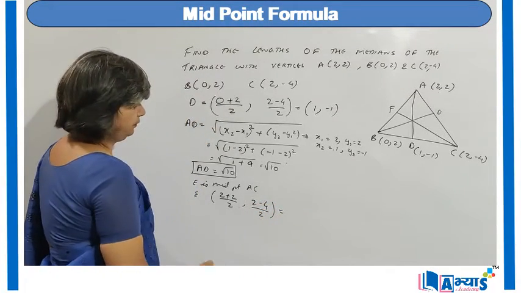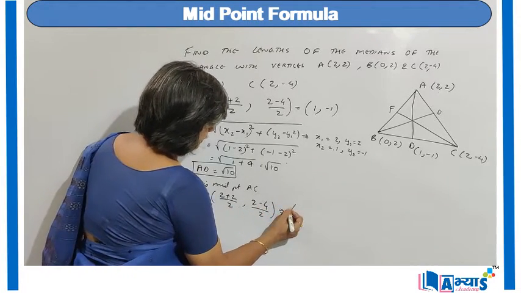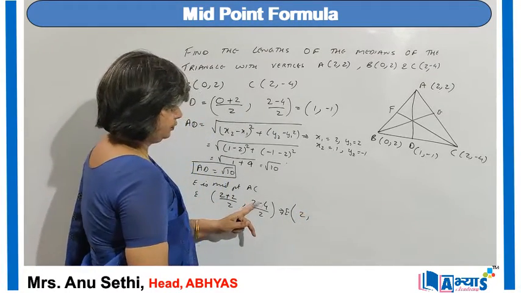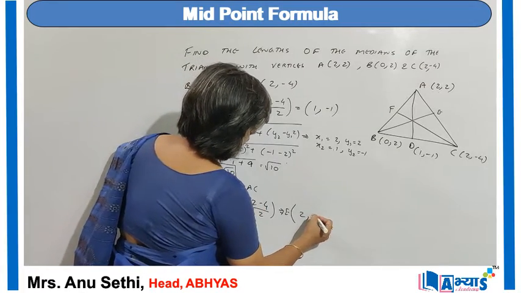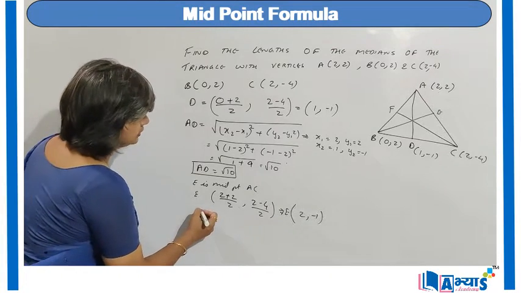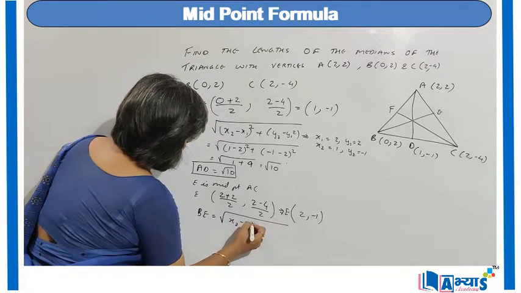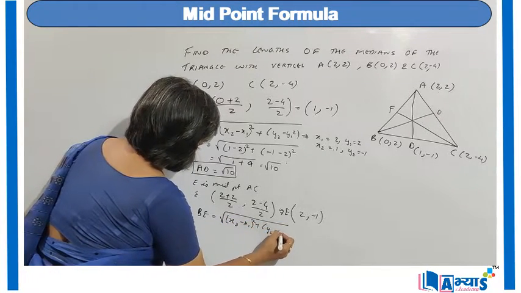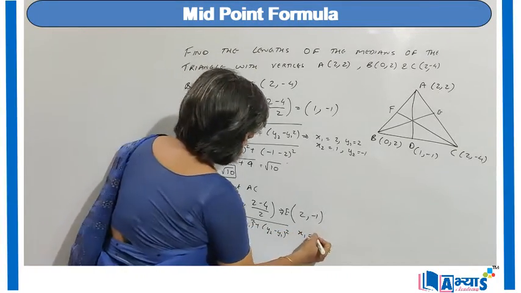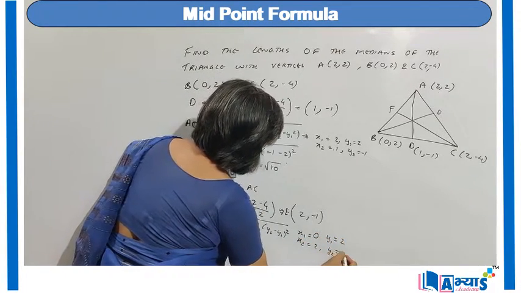So the coordinates of E will be 2 plus 2 is 4 divided by 2 will be 2, and 2 minus 4 is minus 2 divided by 2 is minus 1. So the coordinates of E are 2 comma minus 1. Now we will find the distance BE, that is under root x2 minus x1 whole square plus y2 minus y1 whole square, where x1 is equal to 0, y1 is equal to 2 and x2 is equal to 2 and y2 is equal to minus 1.